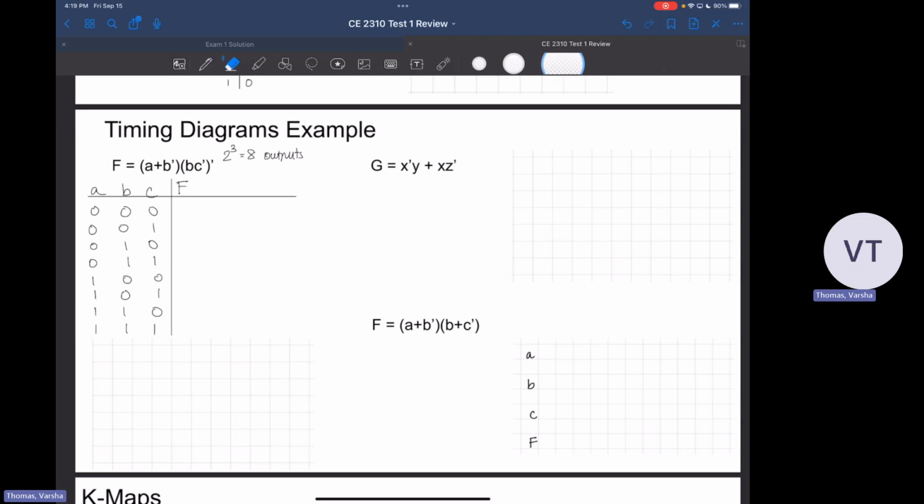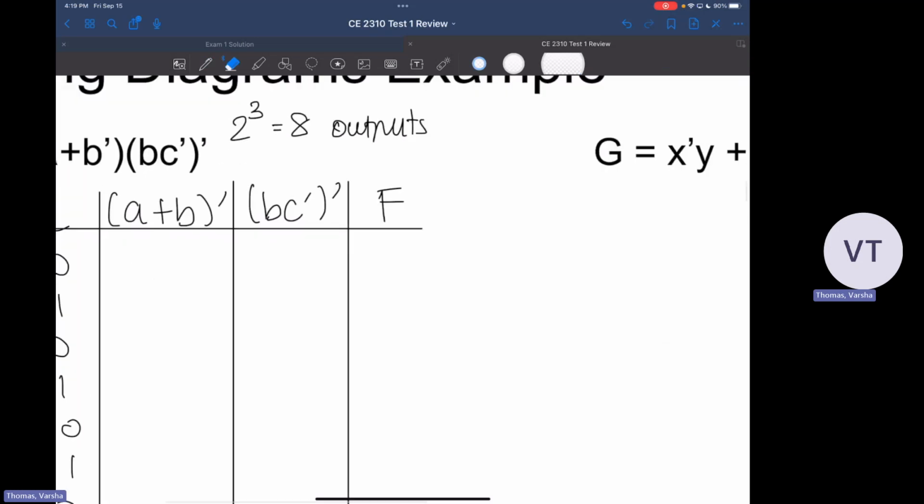I'm actually going to split up this F to have A or B not, and this is just to make sure that we don't make any mistakes while we're calculating the output F. Thank you. Let me zoom in there.